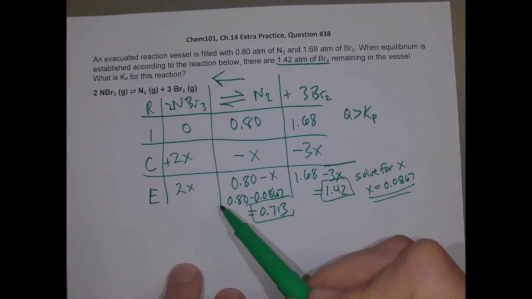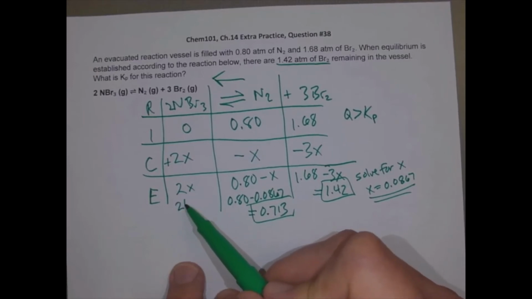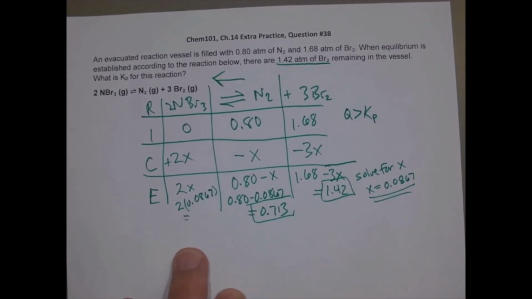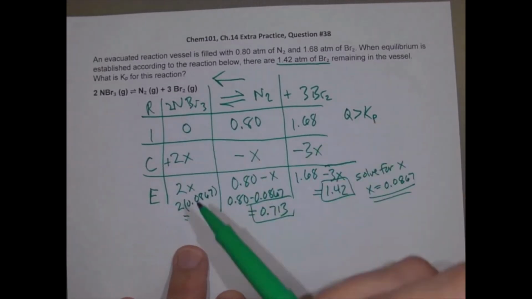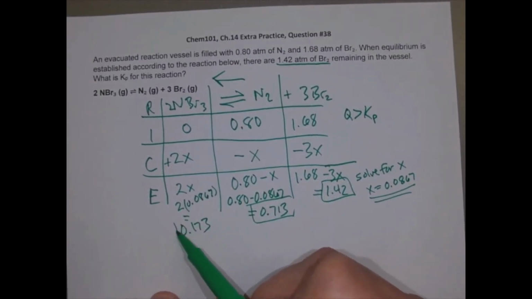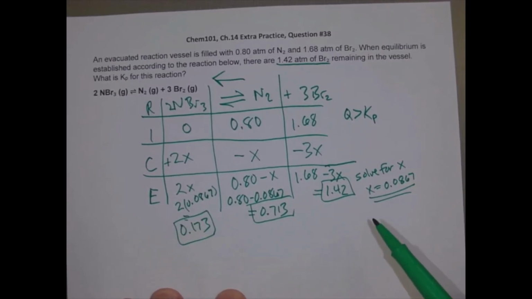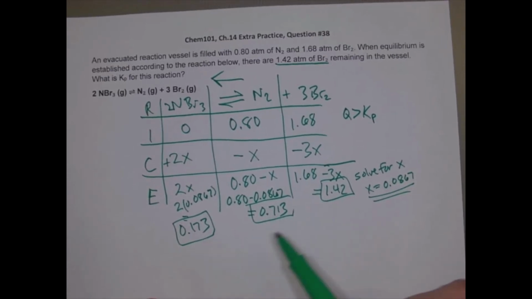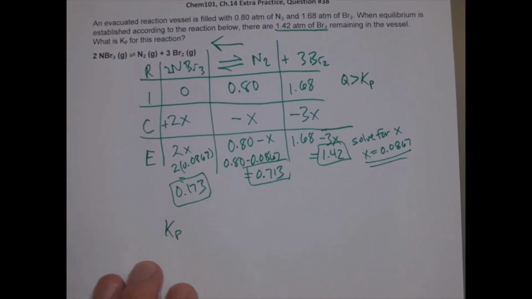Okay? And then I could do 2 times 0.0867, and that's going to be my equilibrium concentration of the nitrogen tribromide. And so that comes out to be 0.173. Okay? So, because I was able to figure out X from the bromine, now I know the equilibrium amounts of all 3 of the compounds involved in this reversible reaction. And so now I just will end up plugging those into my expression for the equilibrium constant.